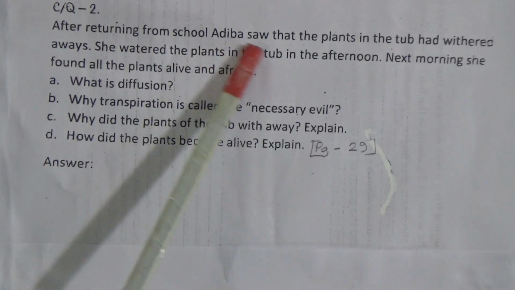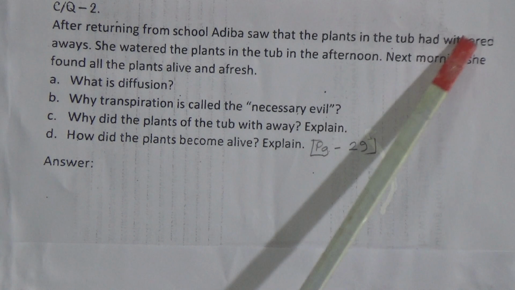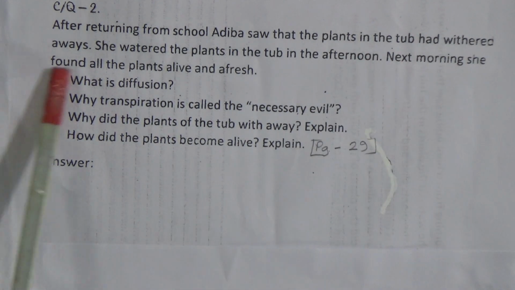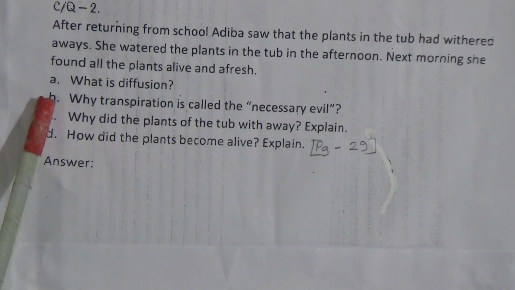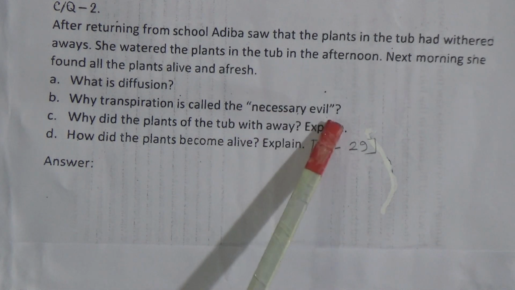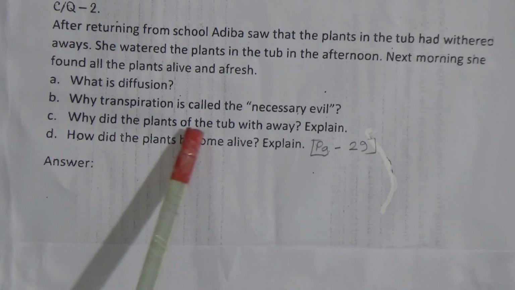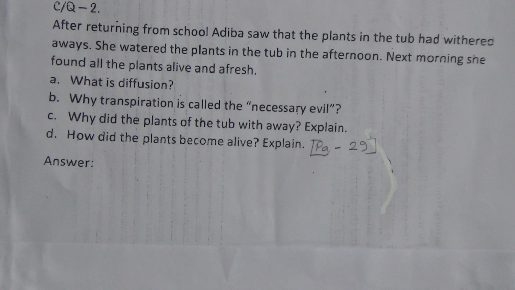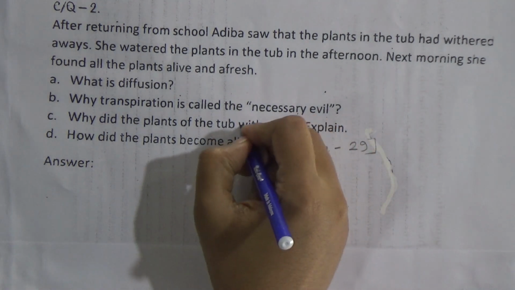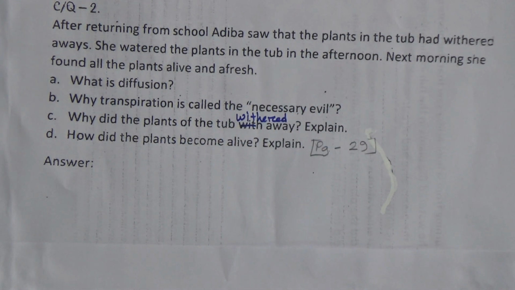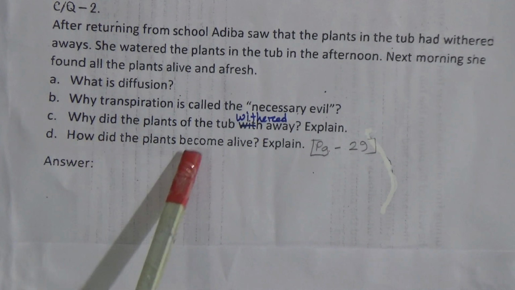Now come to question number 2. After returning from school, Adiba saw that the plants in the tub had withered away. She watered the plants in the tub in the afternoon. Next morning she found all the plants alive and fresh. Question A is, what is diffusion? Question B is, why is transpiration called the necessary evil? And question C is, why did the plants of the tub wither away? Explain. Now question D, how did the plants become alive? Explain.